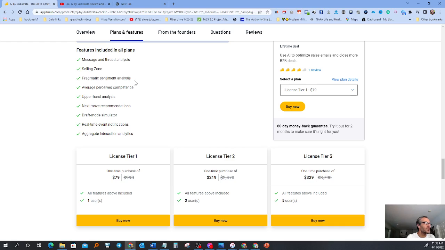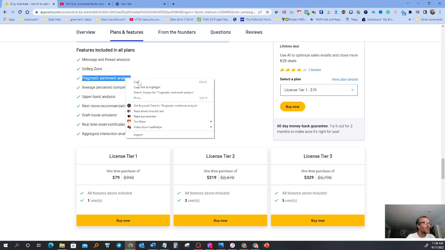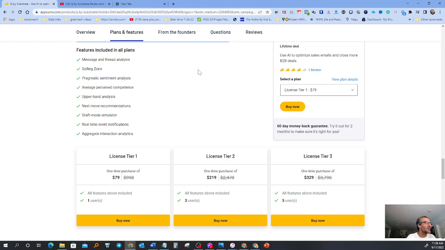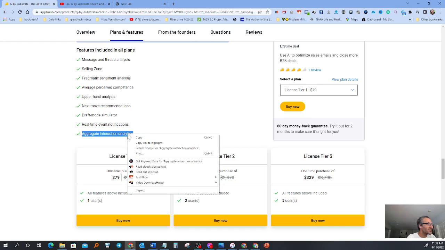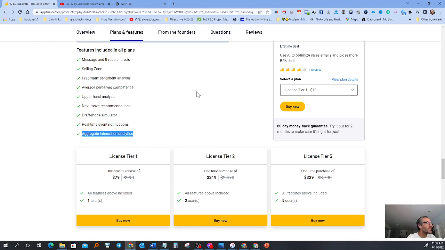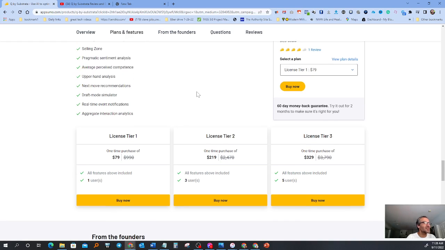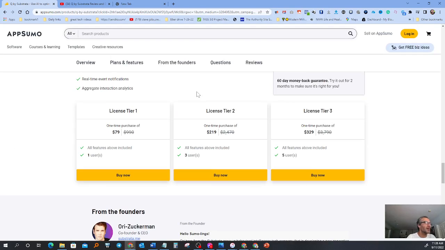paramedic, I can't read this here. I'm going to use the help real quick. Hang on a second, guys. Pragmatic sentiment analysis. Okay, average perceived competence, upper hand analysis, next move recommendation, draft mode simulator, real-time event notification, integration. Let me see here. That's what happens when you speak two languages. You get stuck on both. Aggregate interaction analytics. So basically you have access to all the features, even in license tier 1.